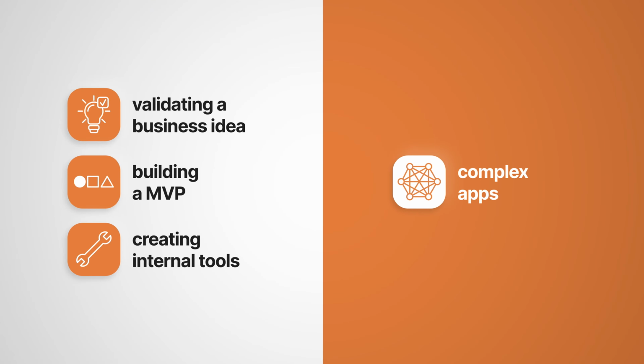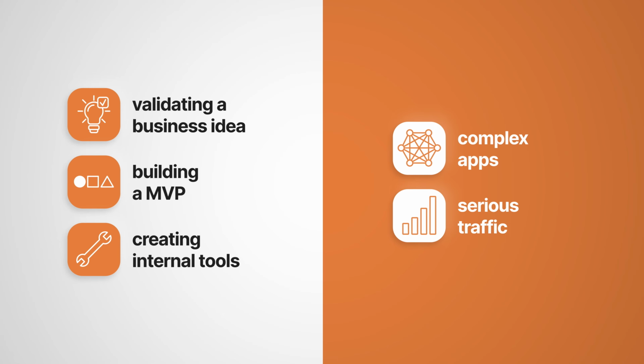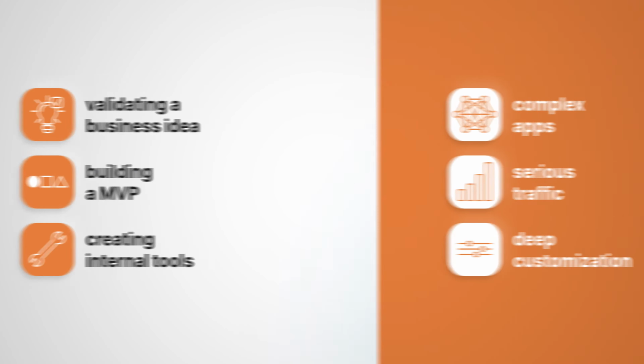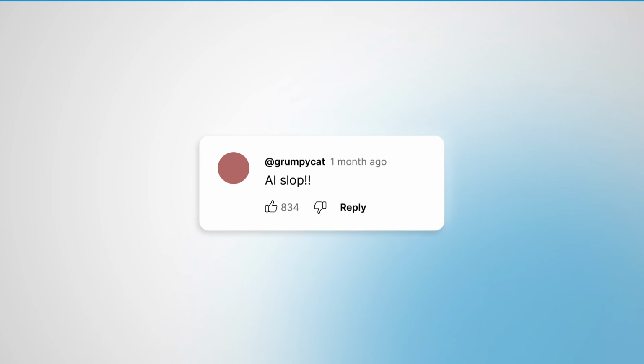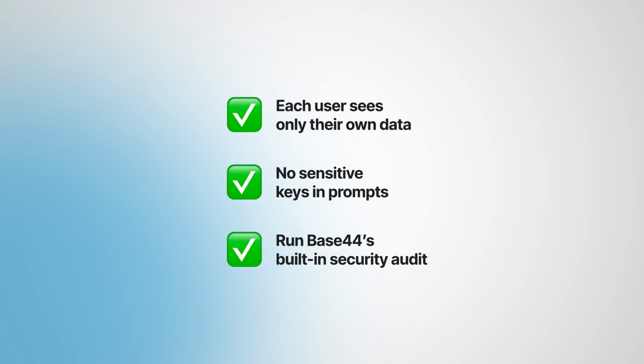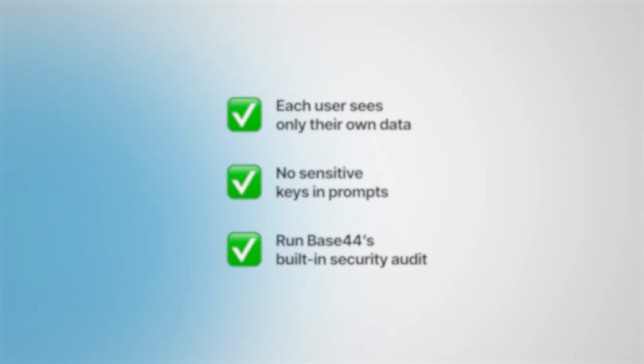Complex apps with lots of moving parts, apps that need to handle serious traffic, deep customization, you'll hit walls. Then there's security. You'll hear people online call vibe-coded apps AI slop. And honestly, if you're not careful, they're not wrong. When AI generates your code, it might handle things like API keys or user data in ways that aren't secure. So always make sure that each user can only see their own data. Never put sensitive keys directly in a prompt, and run Base44's built-in security audit. Those basics go a long way. None of that means you shouldn't build. It just means you should build smart.